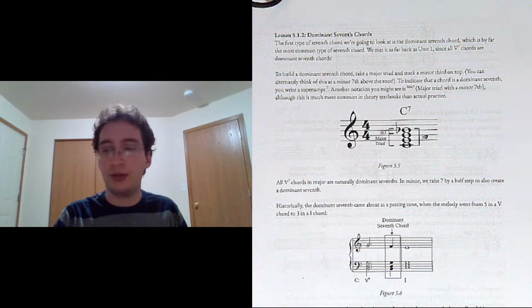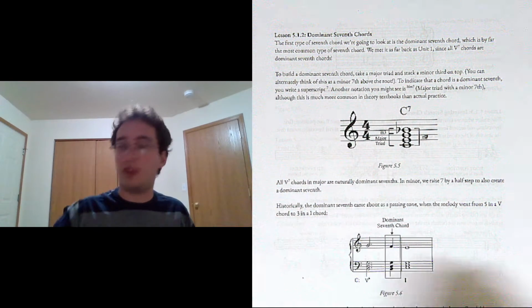So, the dominant seventh chord is the most common type of seventh chord, and it's one we've actually seen since the very beginning of Unit 1. What does that sound like? It sounds like a 5-7 chord that wants to resolve here. 5-7 2 1. All 5-7 chords are dominant seventh chords. So we're already familiar with how they sound, and we've actually been writing them for quite a while.